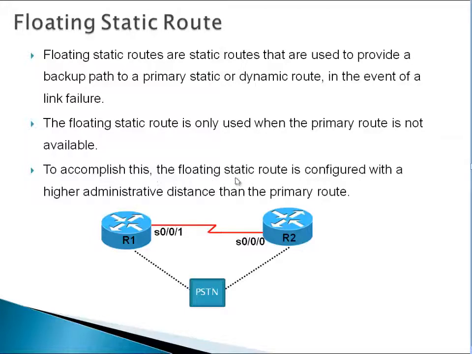To create this, that's what it says here. To accomplish this, the floating static route is configured with a higher administrative distance than the primary route. So for example, you go to router 1 and say ip route, the default network, towards router 2, for example 10.1.1.2, with a higher administrative distance, 245. So just remember that when you configure the backup route, it has to have a higher administrative distance than whatever routing protocol you are running.